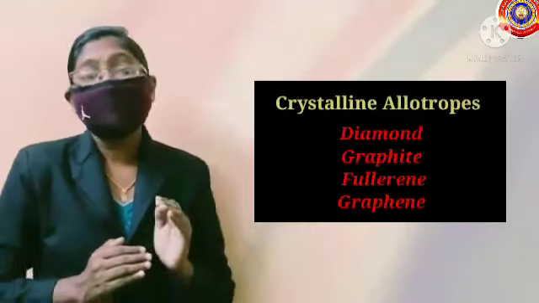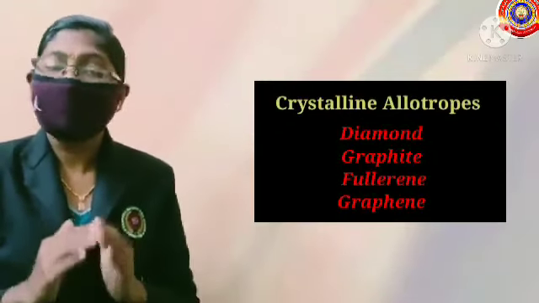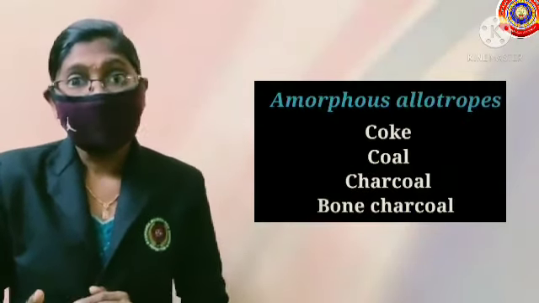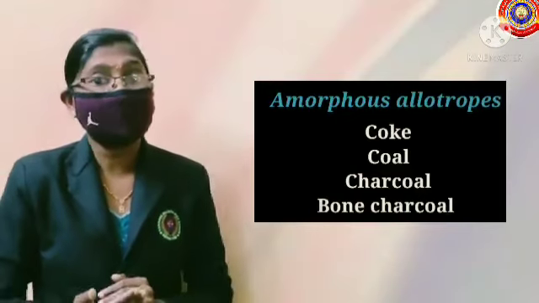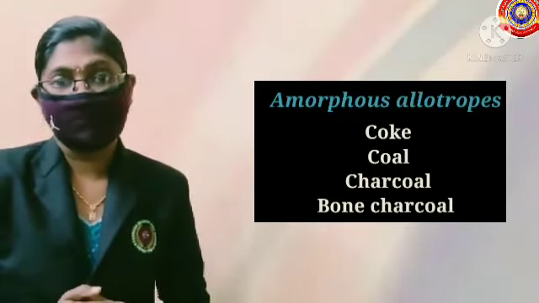Diamond, graphite, fullerene, graphene, etc. are the crystalline allotropes of carbon, whereas coke, coal, charcoal, bone charcoal, etc. belong to amorphous allotropes of carbon.